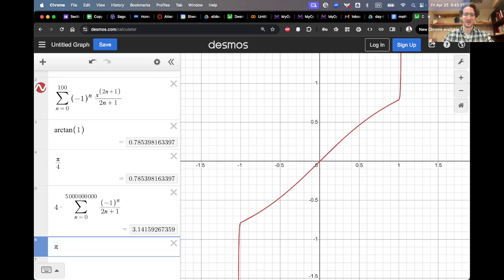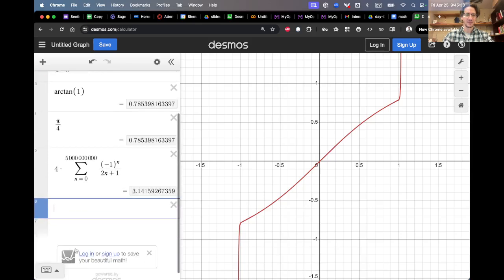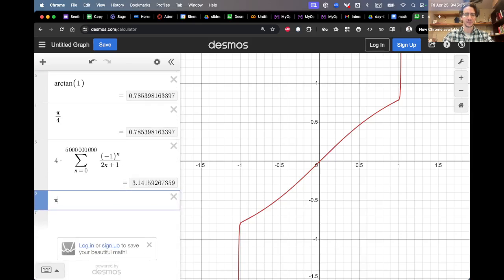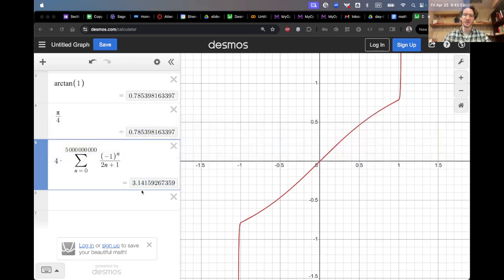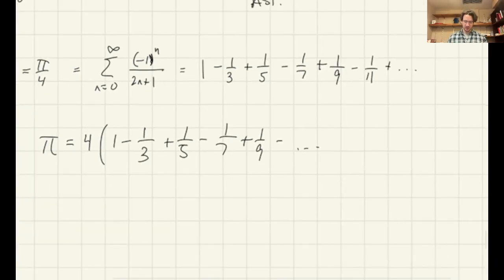So here's pi. Why won't you round it for me, Desmos? Well, anyway, you can see 3.1415926, and 5 should be the next digit. Okay, so again, this is converging to pi, but incredibly slowly. Wow. All right, let's look at one more slide.